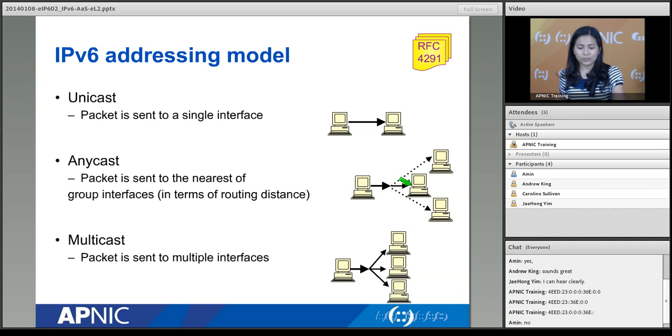Multicast, on the other hand, is from single interface to multiple interfaces. So all of them will receive your packet. You don't have to replicate each and every packet and send them individually to each of the members of your multicast group. So just remember these three: unicast, anycast, and multicast. As we go on, we will be discussing the different types of IPv6 addresses. Notice that most of these are unicast addresses, but towards the end, I think I have a few that are using multicast.